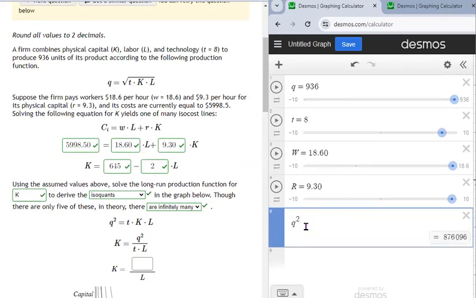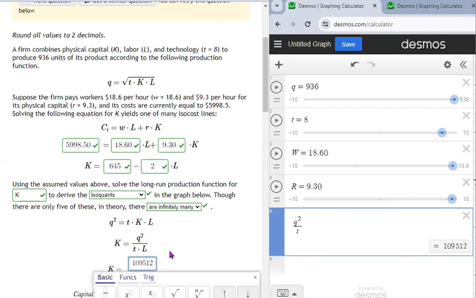So Q squared is 876,096. And then we have to divide by T. And so when we divide by T, we get 109,512. Okay.